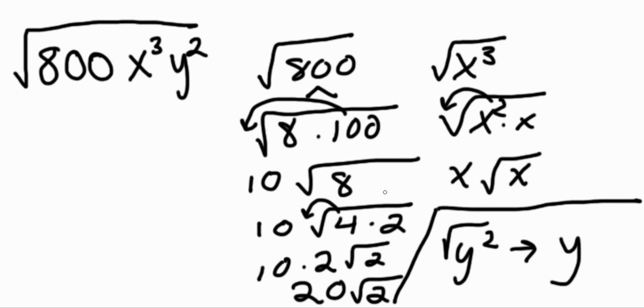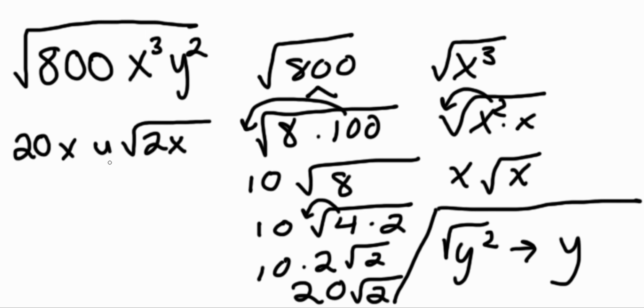So now we have that the 800 comes out as 20, and then inside our radical house we have 2. The x cubed comes out as x, and inside the radical house we're left with another x. And then the y comes out as just y, because we don't have anything left over. So the square root of 800 x cubed y squared can be simplified to 20xy radical 2x.